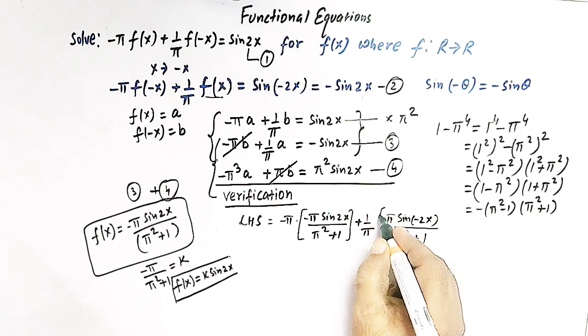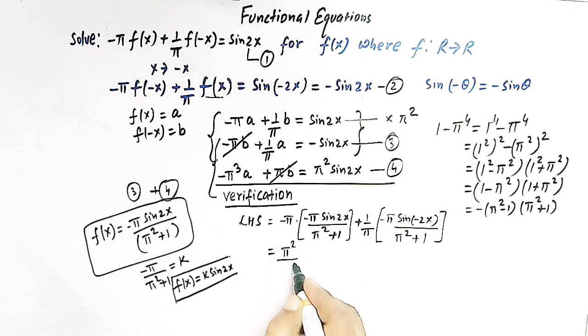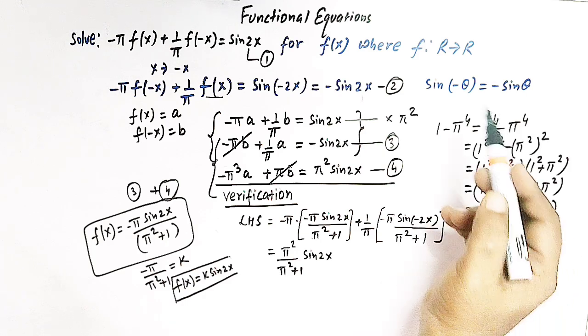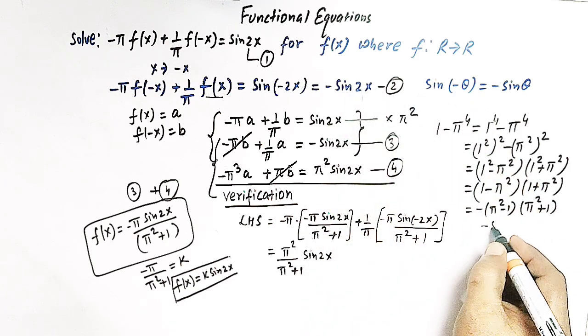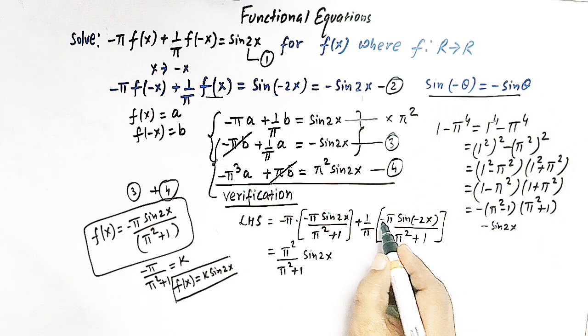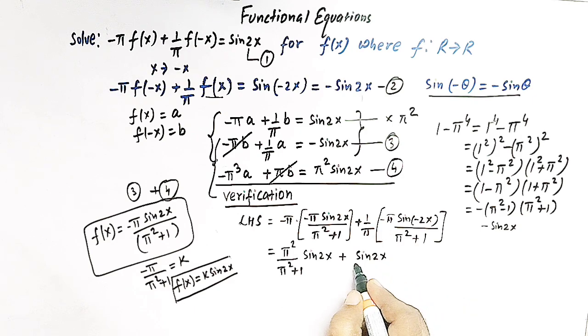Right, okay, so now let us simplify. Here minus and minus when multiplied together become positive. So we have pi square over pi square plus 1 times sine 2x, and here we have sine of minus 2x. Sine minus 2x is minus sine 2x due to this result. So this negative is multiplied with this negative, and we get positive. So this pi and this pi get cancelled, so we are left with only sine 2x divided by pi square plus 1, right?